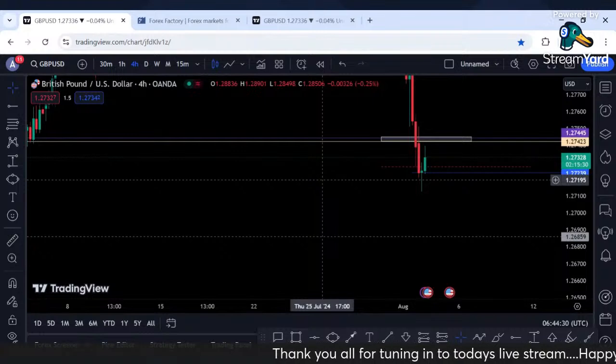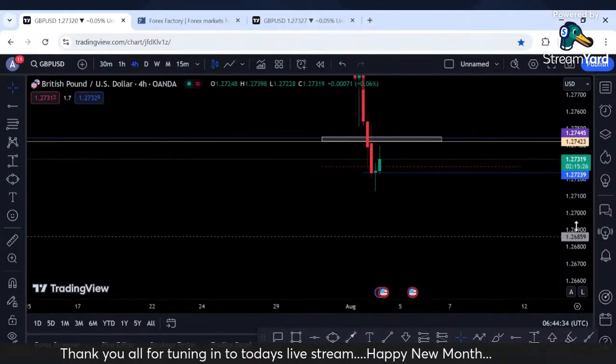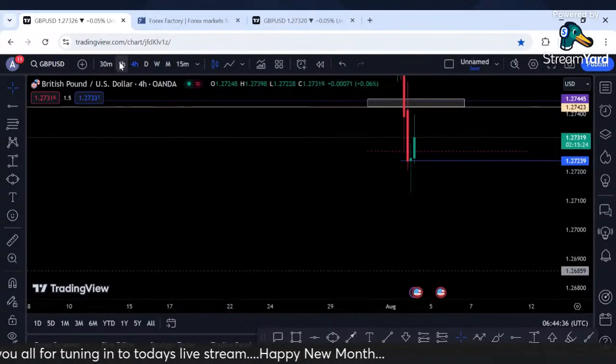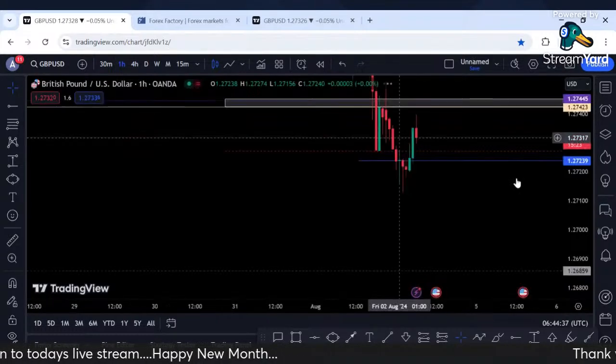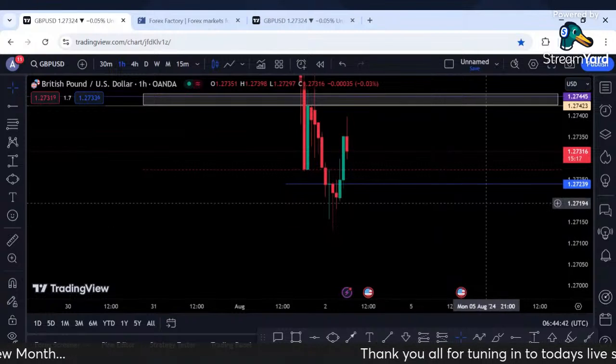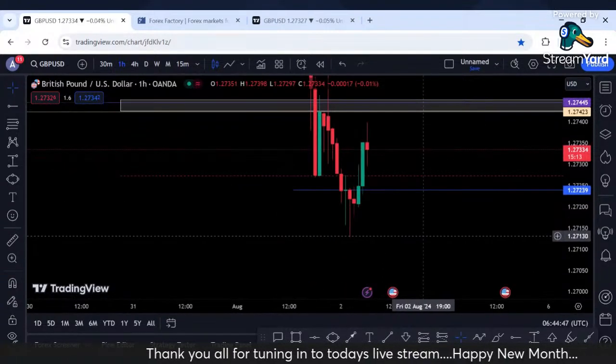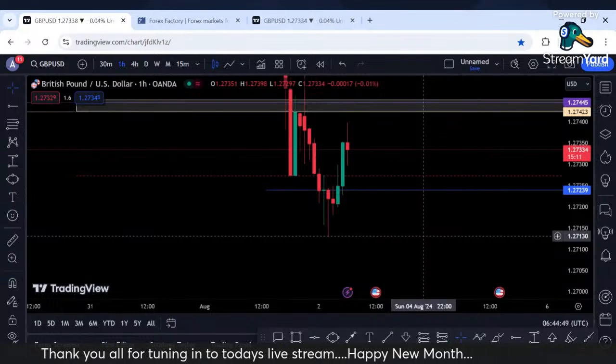Or maybe if the market is bouncing back, so we are going to wait for the H1 candle to close and see.